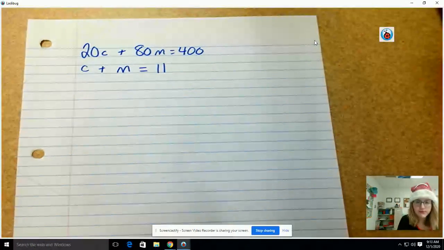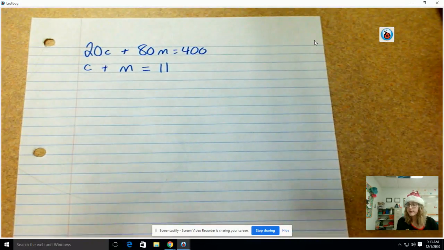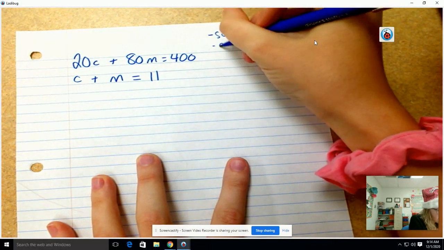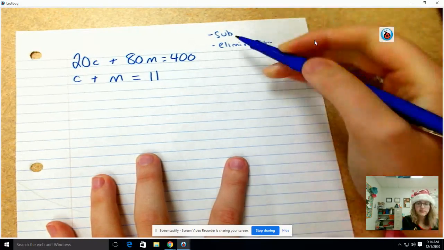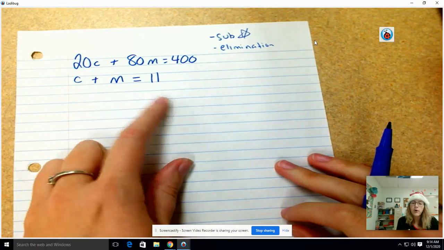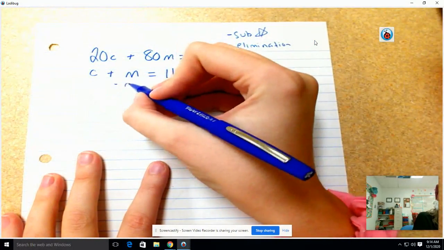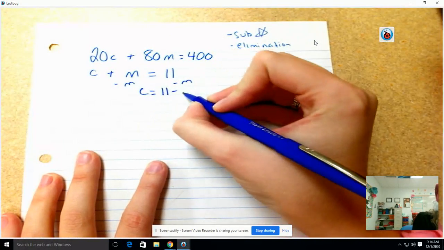20C plus 80M equals 400, and C plus M equals 11. So this is where what we did a week or so ago comes into play. We're going to have to use substitution or elimination on these. Most of the time, you're going to want to use substitution because I think it's easier for us to do. So for substitution, you have to get one variable by itself. So I'm going to solve for C. So I'm going to minus M from both sides. So C is going to equal 11 minus M.